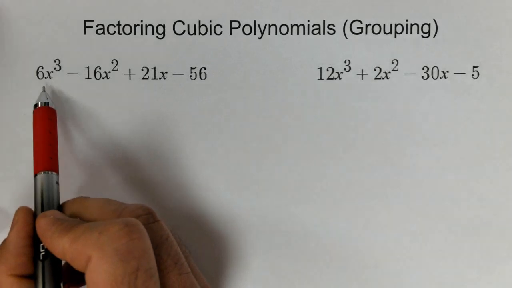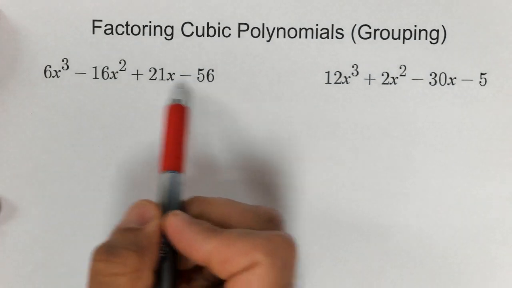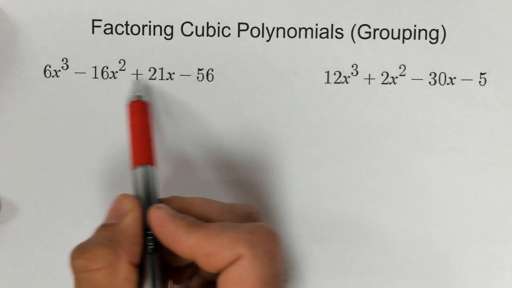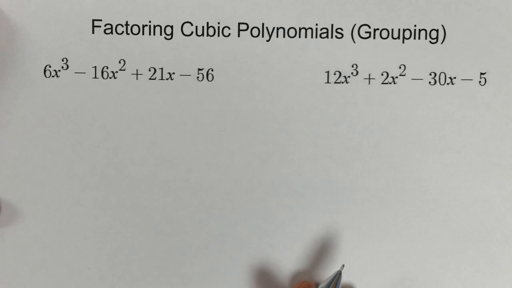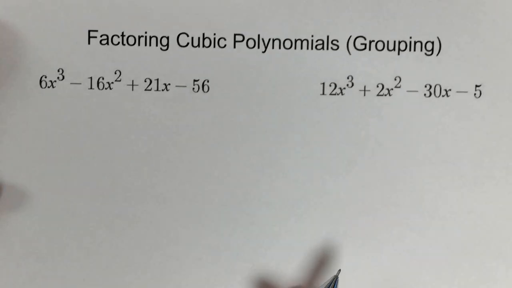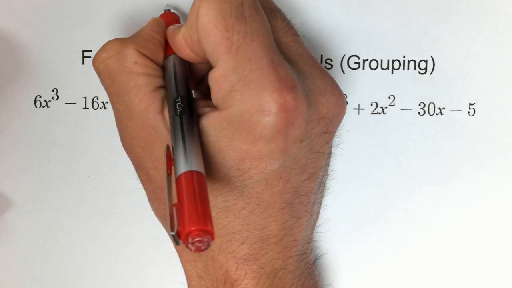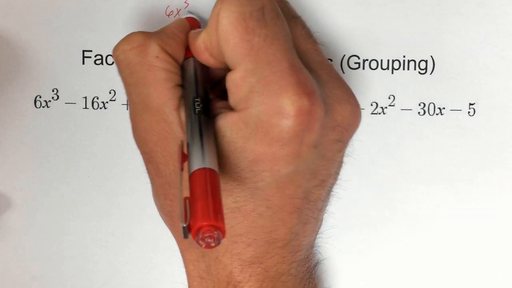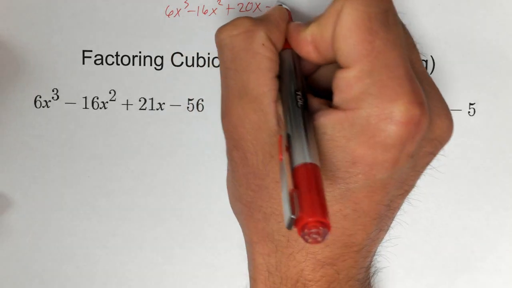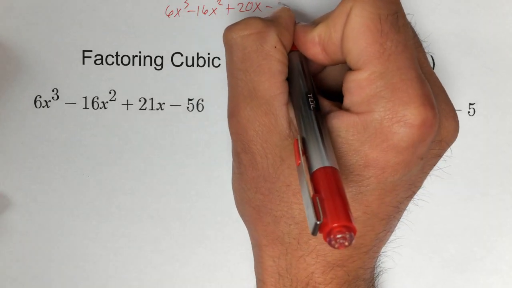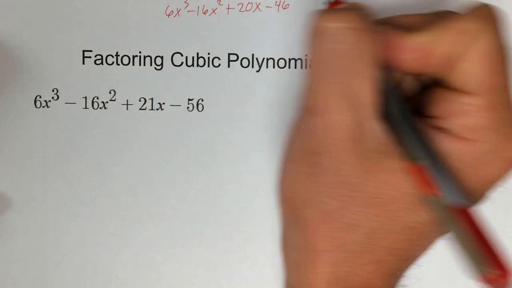Now here, it looks like they're mostly even numbers, but this one is not an even number, so they're not all divisible by 2. I can't really factor anything. Let's say that we could factor something. As an example, let's say that we had something like 6x cubed minus 16x squared plus 20x minus, let's say, 46.